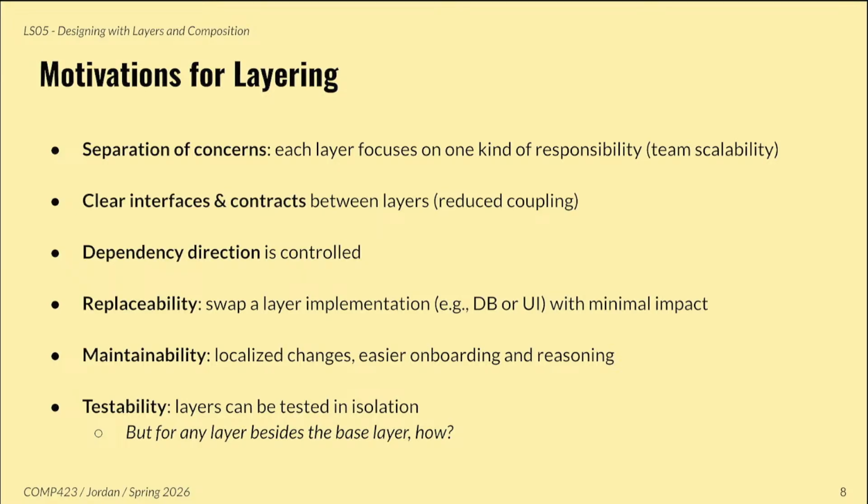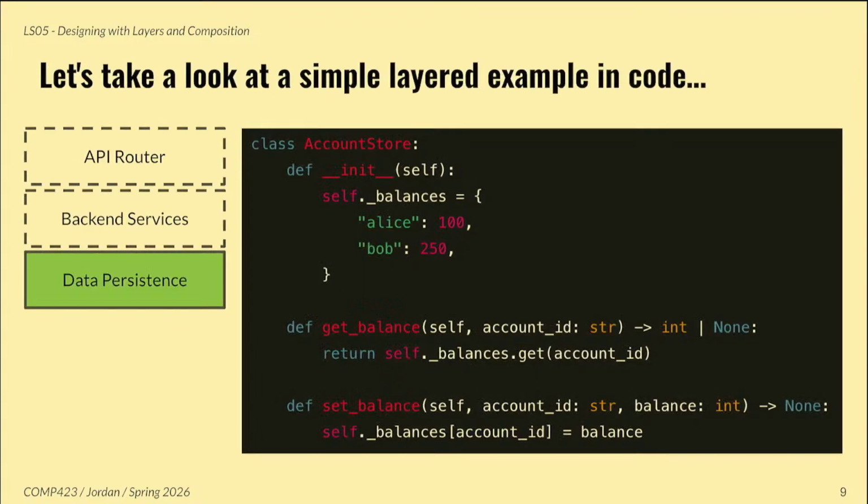So the guiding question that's going to sort of segue into where we're going next is, how do you test layers other than the base layer? You can kind of imagine the base layer is pretty straightforward. There's nothing that it's depending on it. But how do you actually test individual layers outside of it?